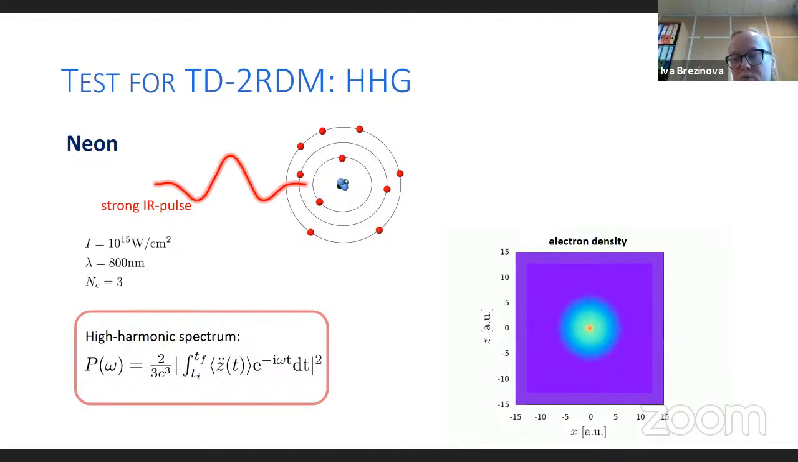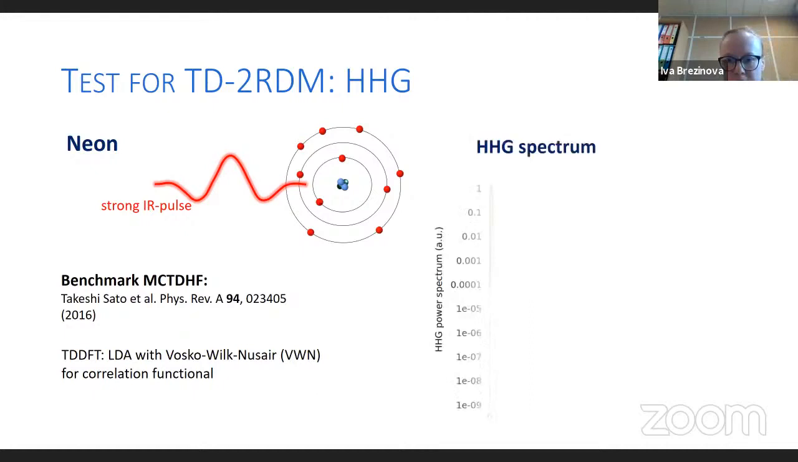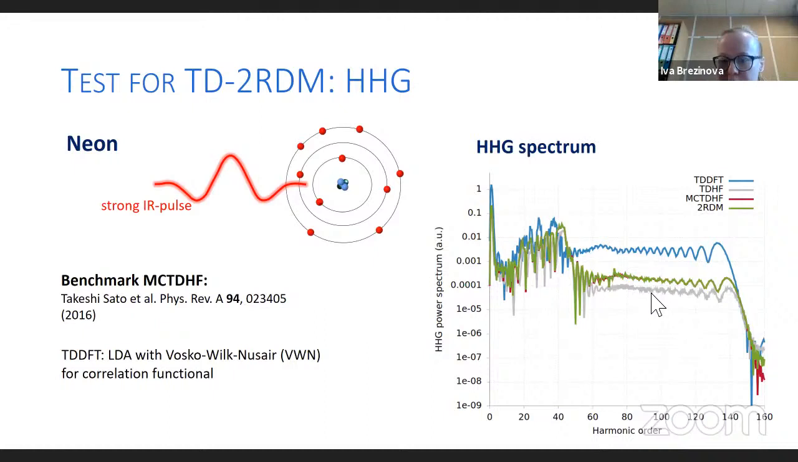And I will compare the time-dependent two-particle reduced density matrix method with MCTDHF, which we have used as benchmark. In this theory we had enough orbitals that it was numerically converged, so these are kind of the exact results. And then I will compare to time-dependent Hartree-Fock and time-dependent DFT. The time-dependent DFT version we have used was LDA with the VWN correlation functional. And this is the high harmonic spectrum. So there is a gray curve, this is time-dependent Hartree-Fock, a blue curve, this is time-dependent DFT. MCTDHF you almost cannot see because it is practically exactly covered by the time-dependent 2RDM method. So our method is really very accurate, at least for these systems.